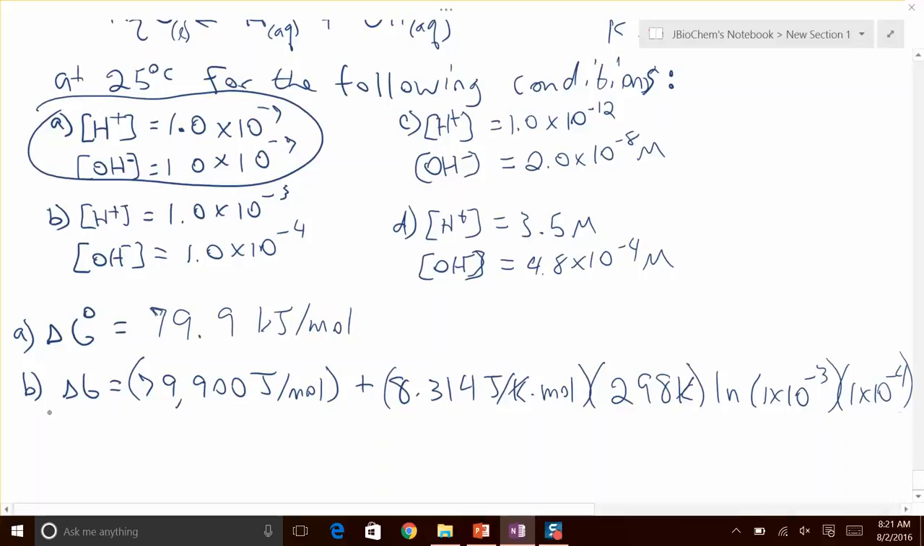Okay, so what do you find for your delta G here? Okay, 39.9. Okay, good. Okay, now try C and D.